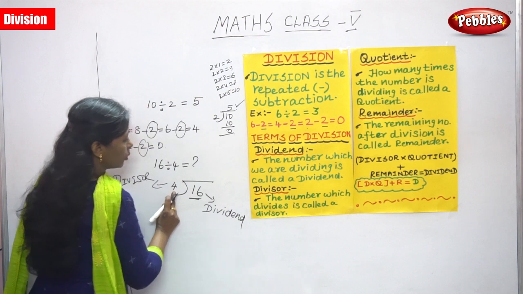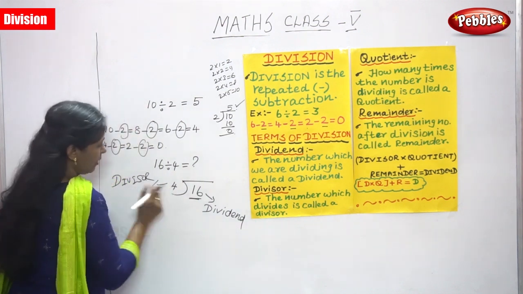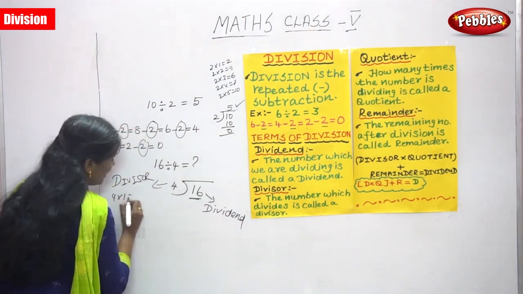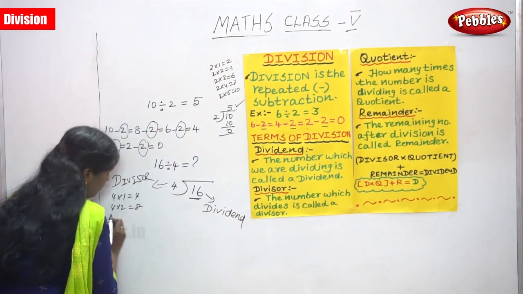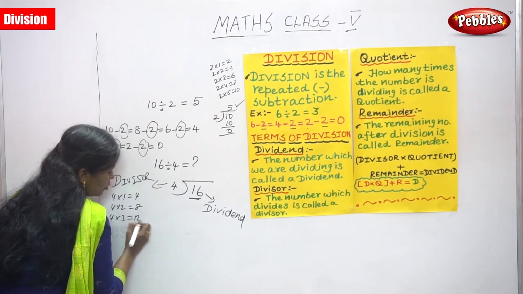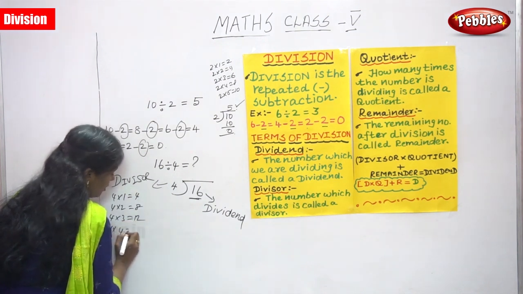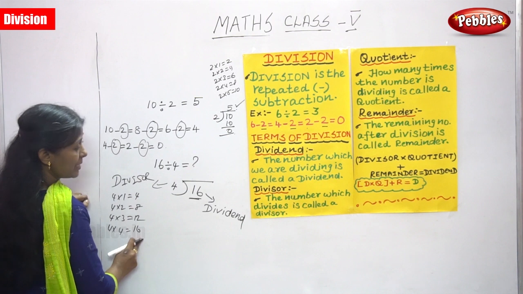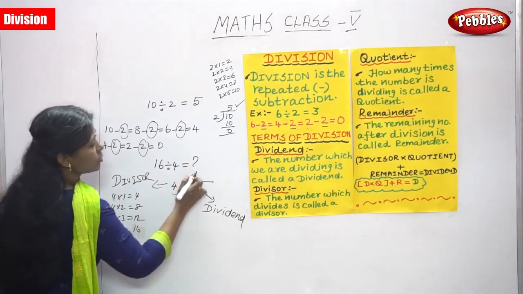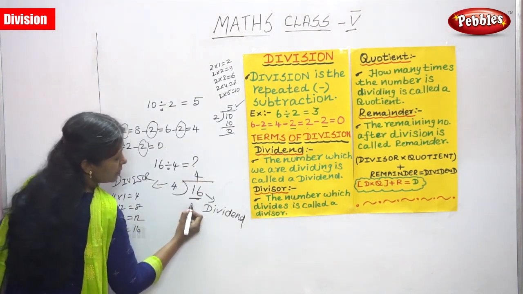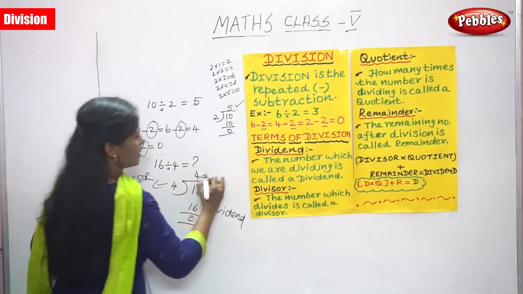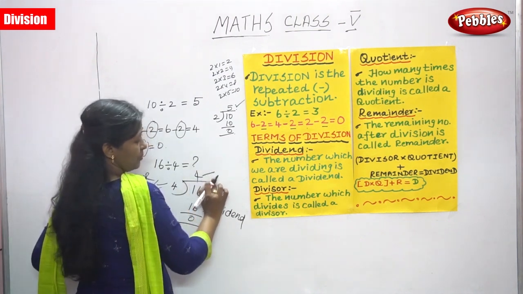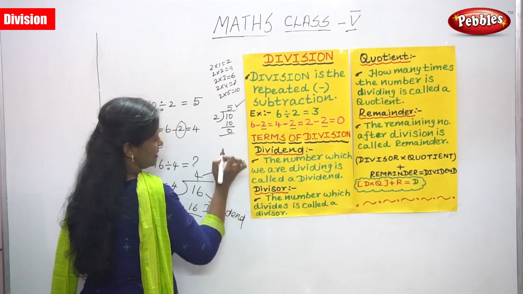Then we have to say the fourth table. 4 into 1 is equal to 4. 4 into 2 is equal to 8. 4 into 3 is equal to 12. 4 into 4 is equal to 16. So how many times does it come? 4 times. So 4 into 4, the answer is 16. 16 minus 16, you get 0. You must write it on the top of this place. This is called a quotient.